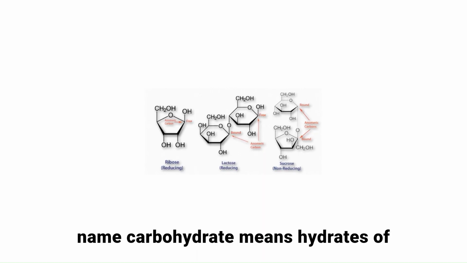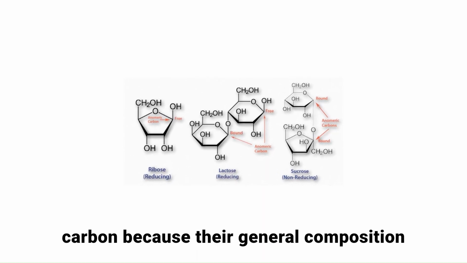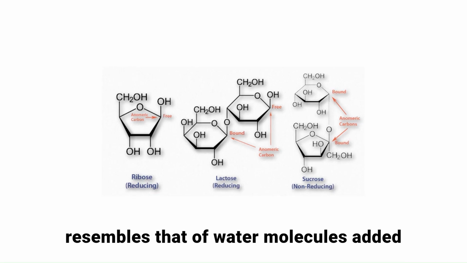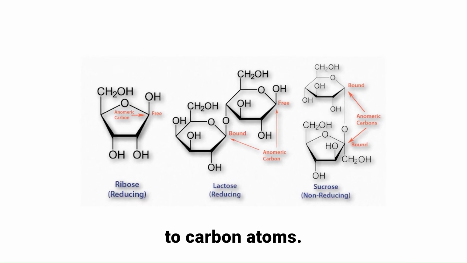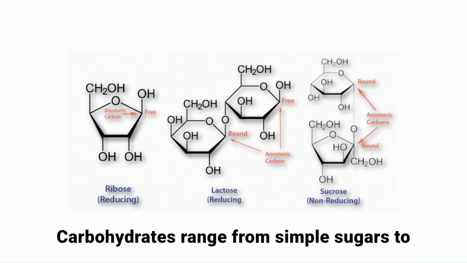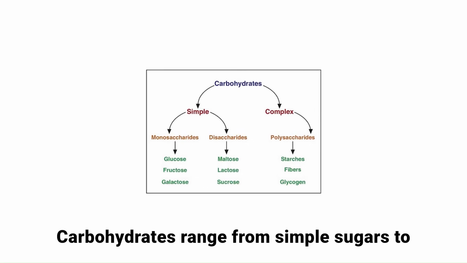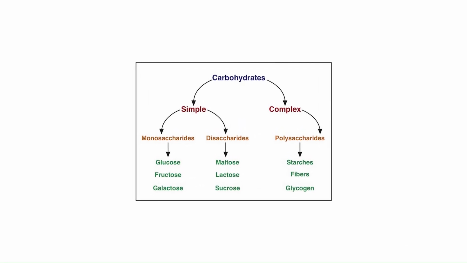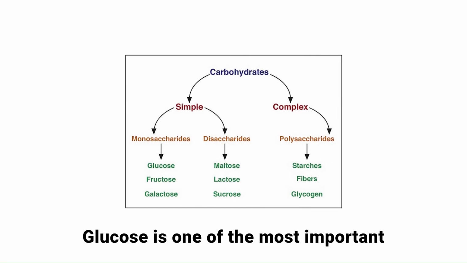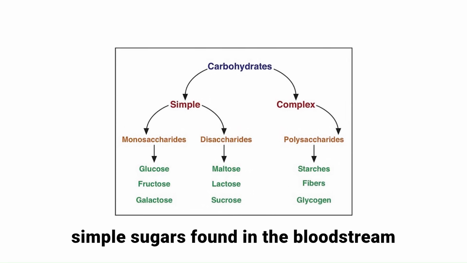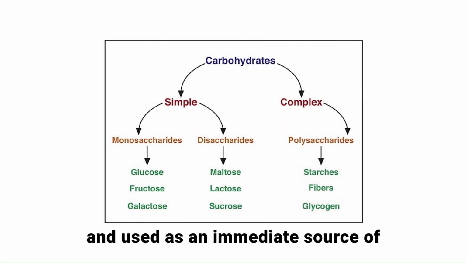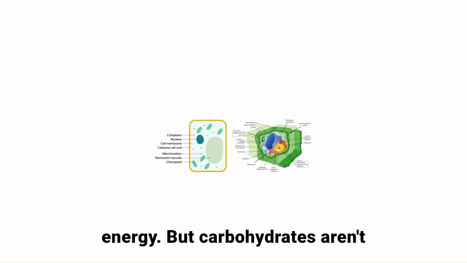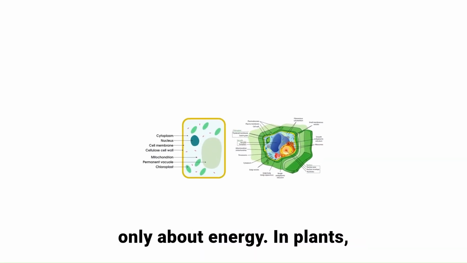The name carbohydrate means hydrates of carbon because their general composition resembles that of water molecules added to carbon atoms. Carbohydrates range from simple sugars to complex polysaccharides. Glucose is one of the most important simple sugars, found in the bloodstream and used as an immediate source of energy. But carbohydrates aren't only about energy.